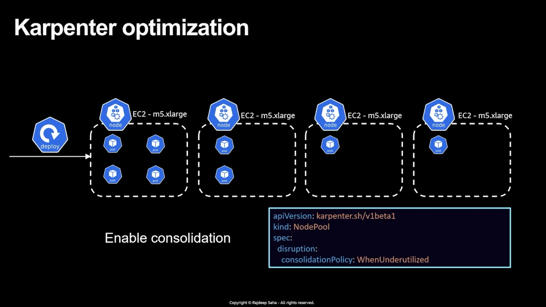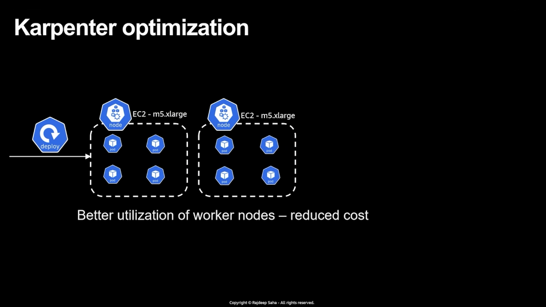So with Karpenter in the node pool, you can simply turn on this flag, disruption and consolidation policy when underutilized. And Karpenter will automatically detect that some of the EC2s are underutilized, and it will bin pack those pods. So in this case, it moved the pods from the last 2 EC2 instances onto the second one, and then terminates the third and fourth EC2 instances, which means better utilization of worker nodes leading to reduced cost.